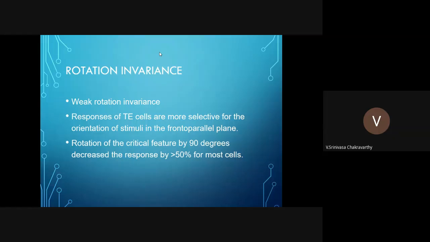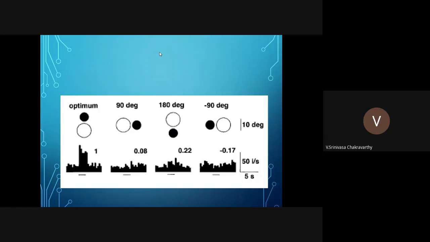Rotation of the critical feature by 90 degrees decreases the response by 50% in most cells. If you see this picture, the original picture is a white circle with a black circle on top of it, where the cell shows the highest response of 1. But when you turn it 90 degrees to the right, the response almost fell to 0. Turn it upside down, it is 0.22. Turn it to the left, it again becomes negative. So it is quite tuned to the given direction. It doesn't show much invariance to rotations.